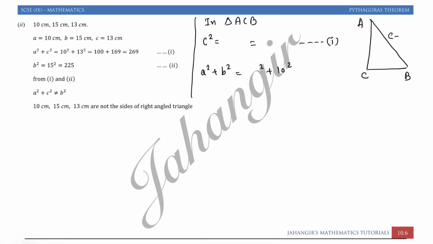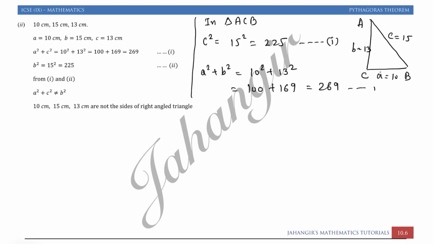So C is 15. A can be written as 10. B is 13. So C square is 15 square, that is equal to 225. A square plus B square is 10 square plus 13 square. So 100 plus 169, that is equal to 269.